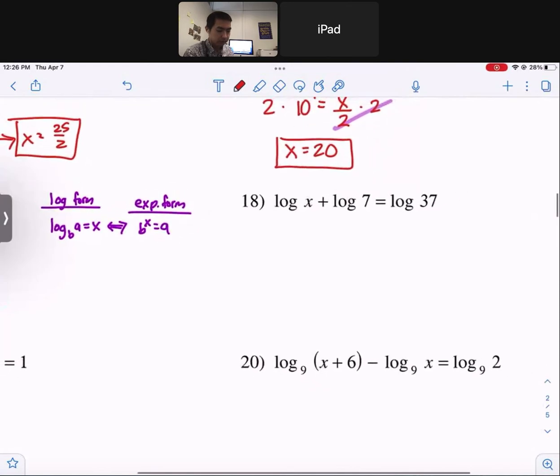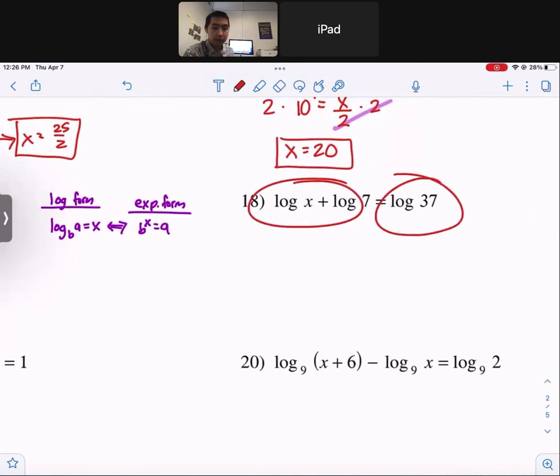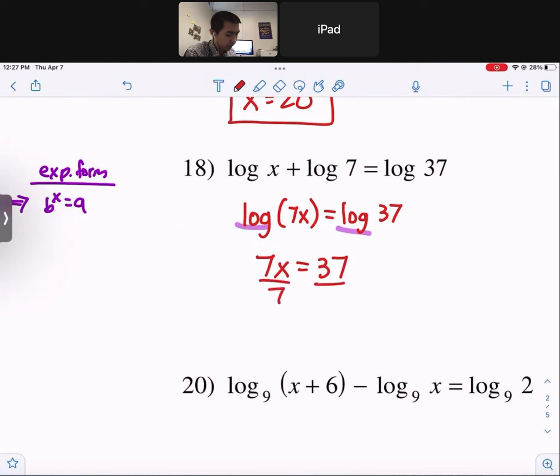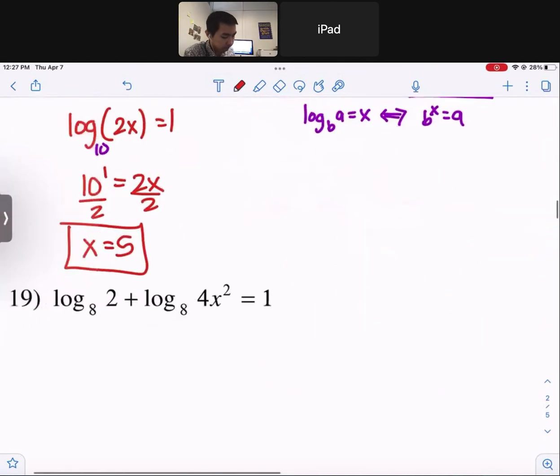Okay, over here. So I see logs on the left and logs on the right. So this definitely seems to be a log equals log case, right? But we need to condense this, so it's going to be log of 7 times x for 7x equals log of 37. Log log, so that means we just set both of the parentheses equal to each other. Divide by 7, x equals 37 over 7. And if you guys plug it into there, 37 over 7 is a positive number. So that is going to be our answer for that one.